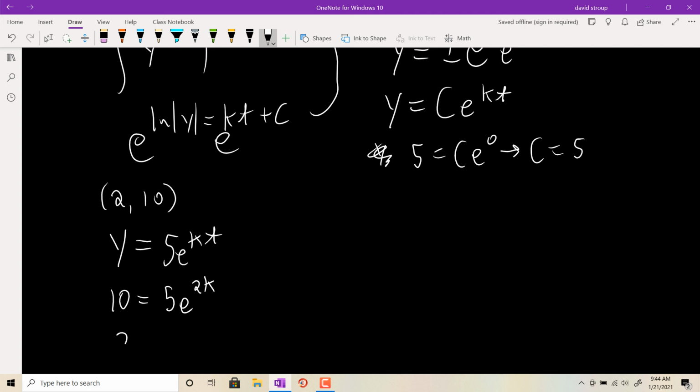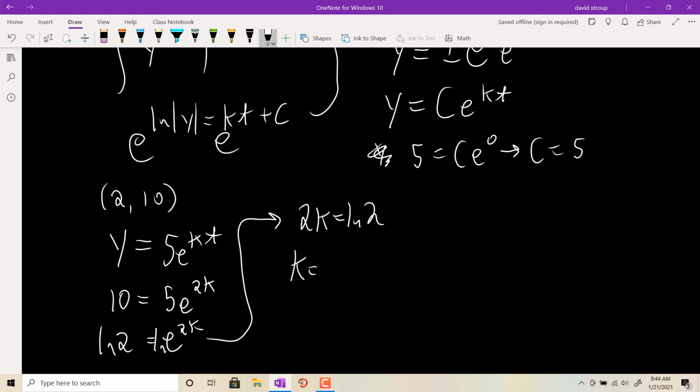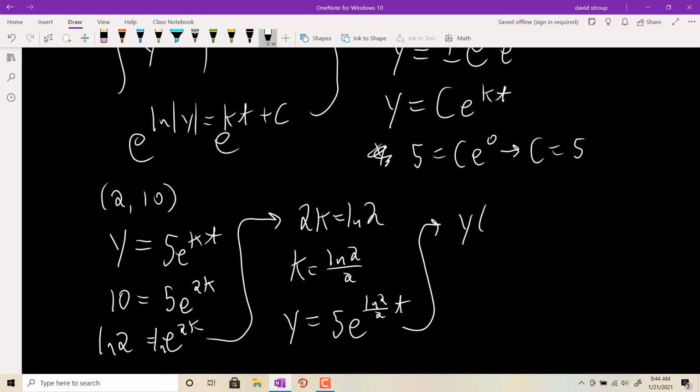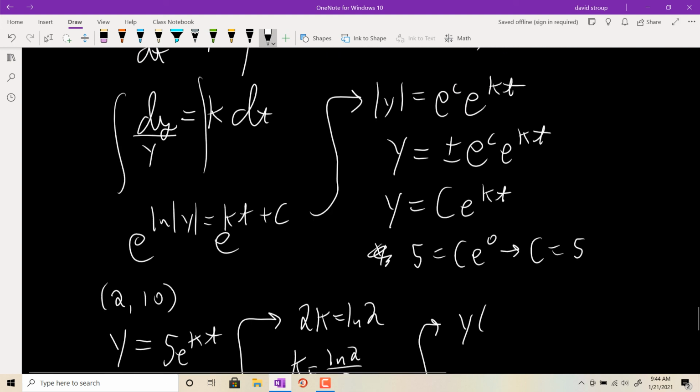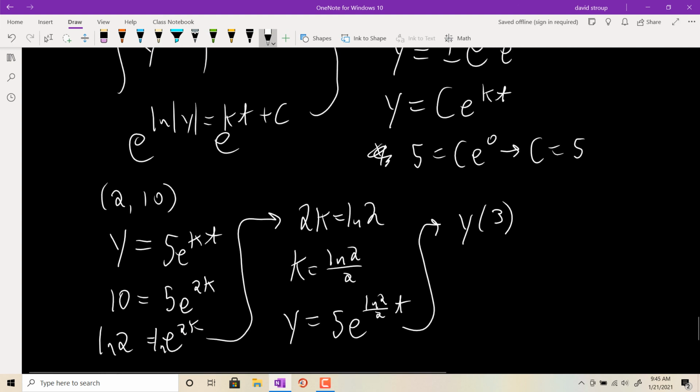Divide both sides by 5, I get 2 equals e to the 2k, ln on both sides. So I get 2k equals ln 2, so I get k equals ln 2 over 2. So my equation, y equals 5e to the ln of 2 over 2 t. And then I want to know what is y of, what did we say, 3? Okay. So you just plug 3 in for t, and let me do that on my calculator.